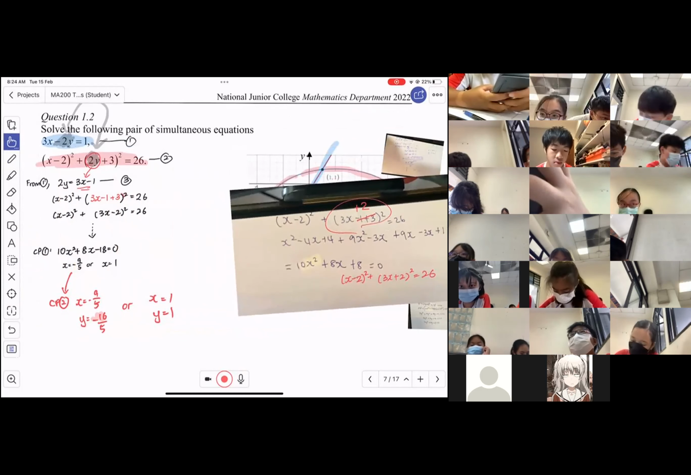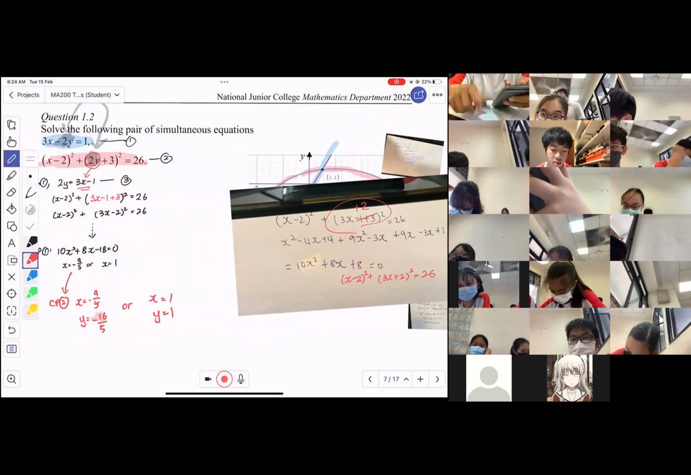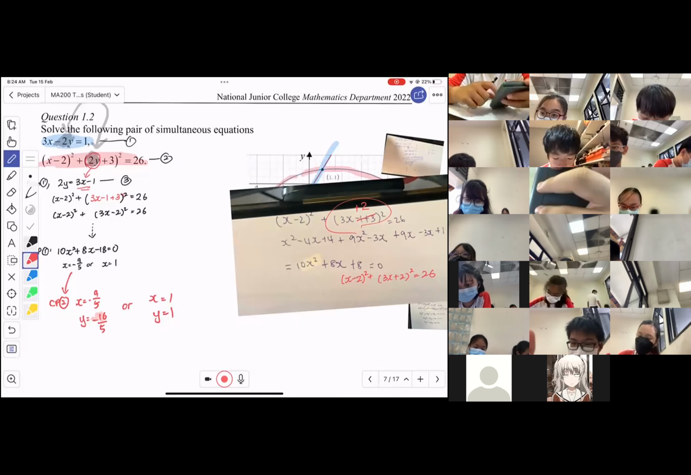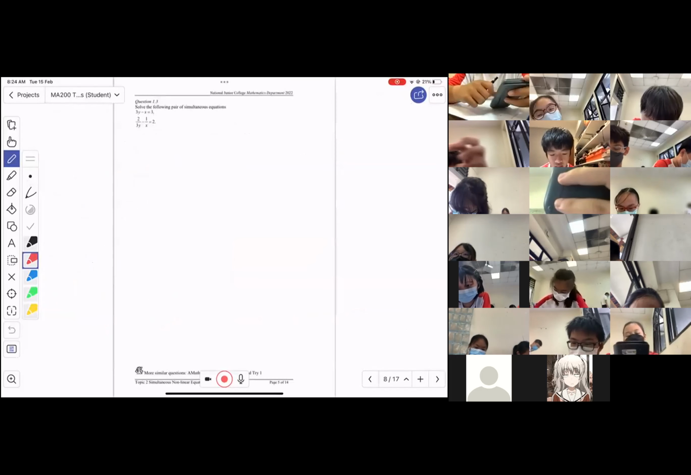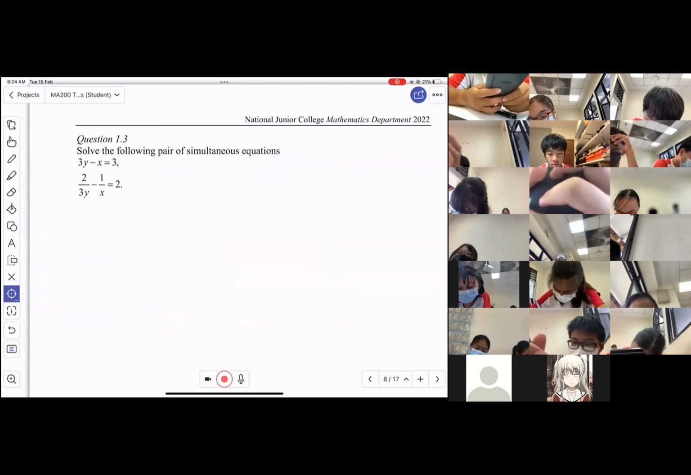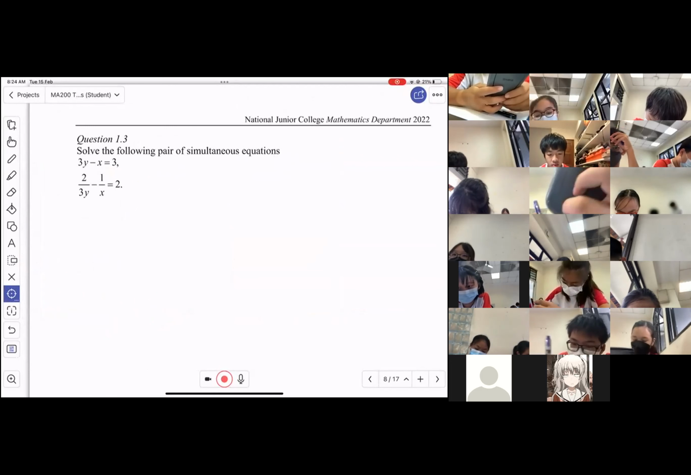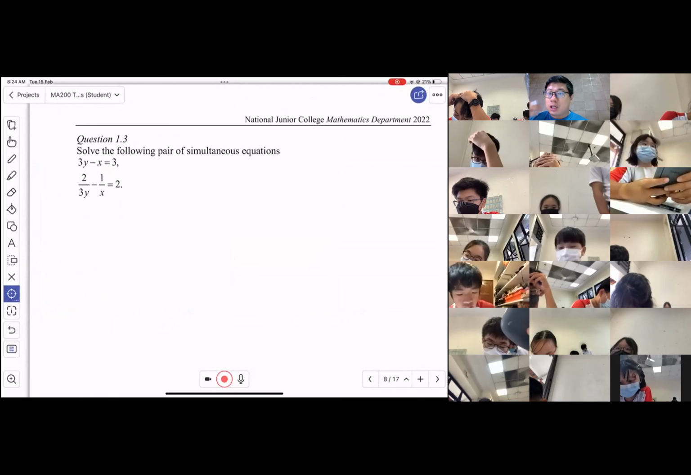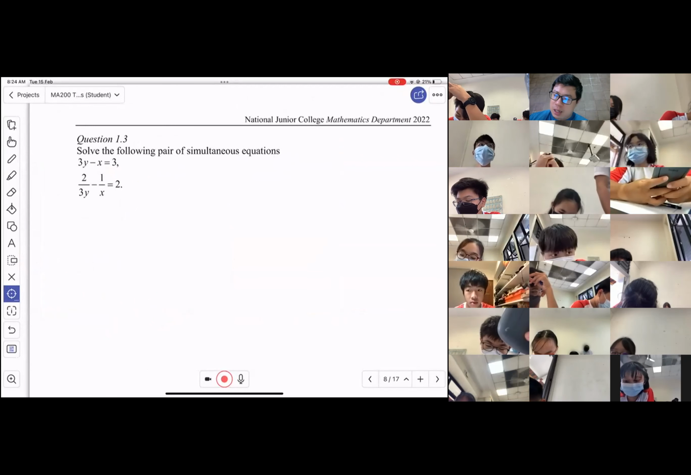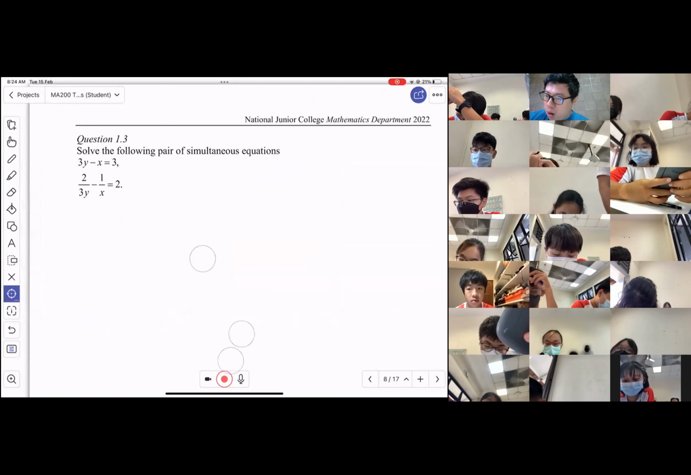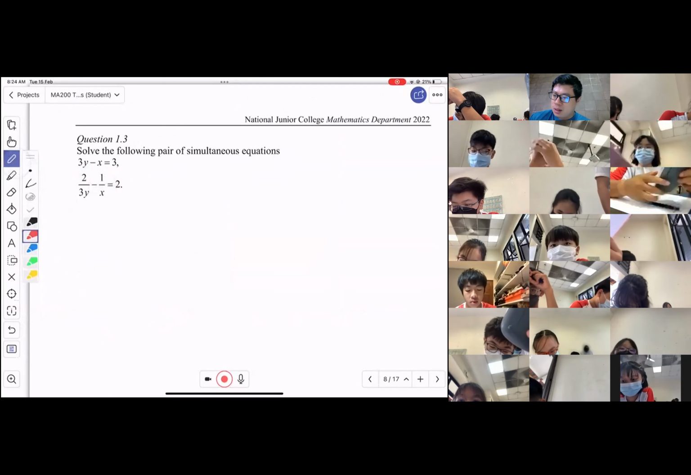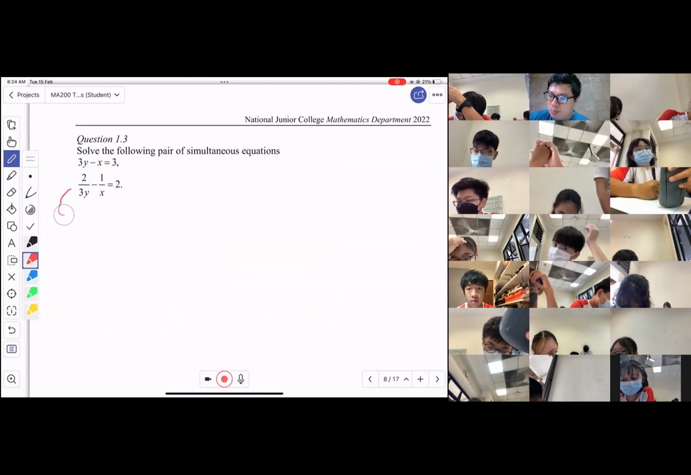If you are stuck on 1.3, let me know. I can also talk about it. 1.3 is hard. So for those who are stuck on 1.3, you see this is fractional. Fractional may be harder to sub. My advice is simplify before you sub in. So here, because this looks quite scary, maybe you just tidy up your equation.